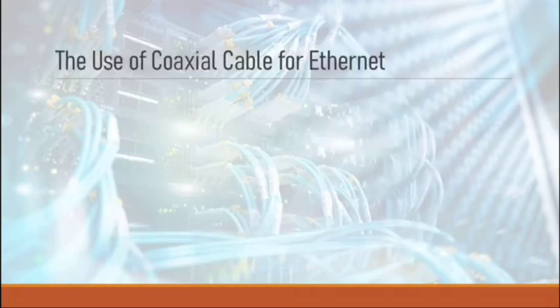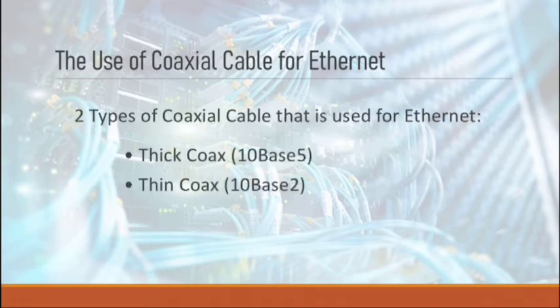The use of coaxial cable for Ethernet. The beginning of Ethernet was in coaxial cable. For years, Ethernet was run only over coaxial cable. Now there are two types of coaxial cable that are used for Ethernet: the thick coax or 10Base5 and the thin coax or 10Base2.